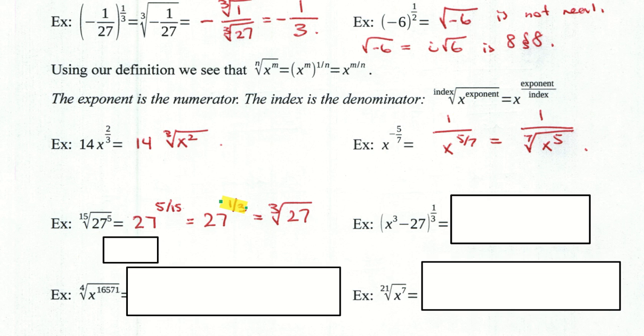5/15 simplifies to 1/3. 1/3, well, that's much nicer. I don't even really have an exponent there because it's 1. The index is 3. That's telling me that I'm going to take a cube root. So in the next step, we take the cube root of 27.